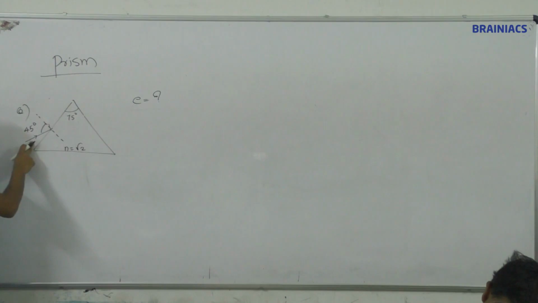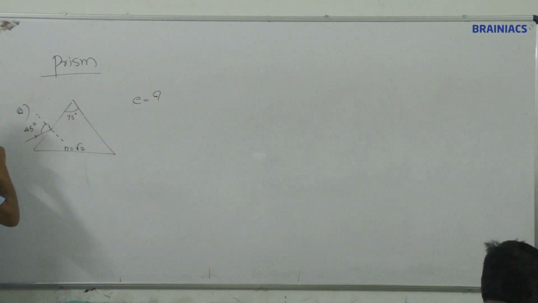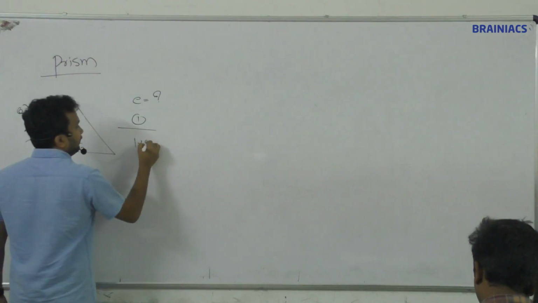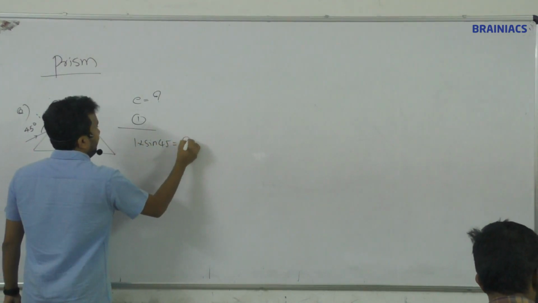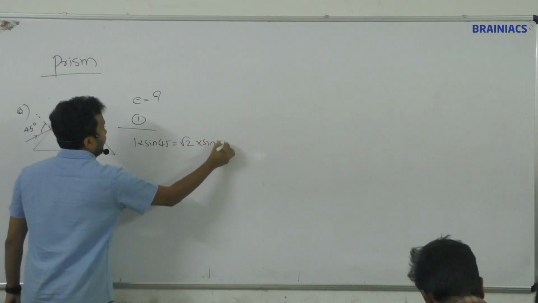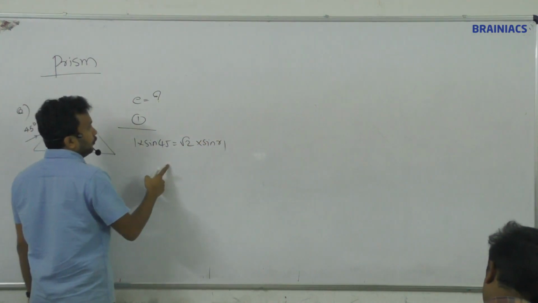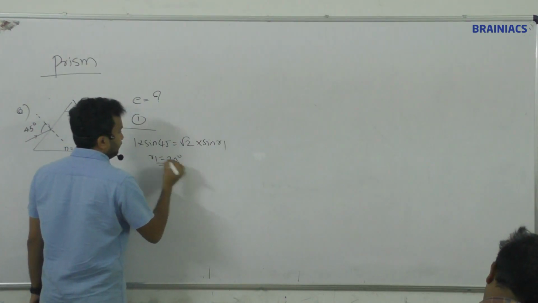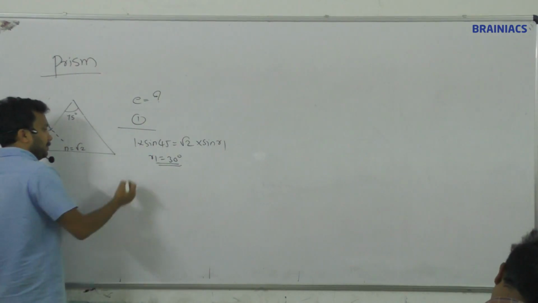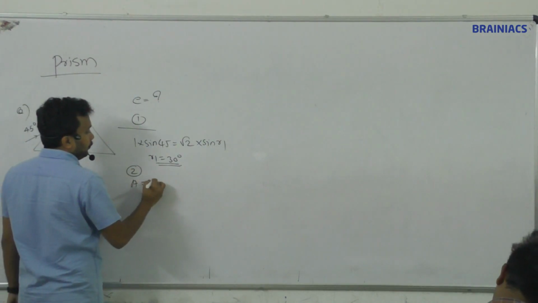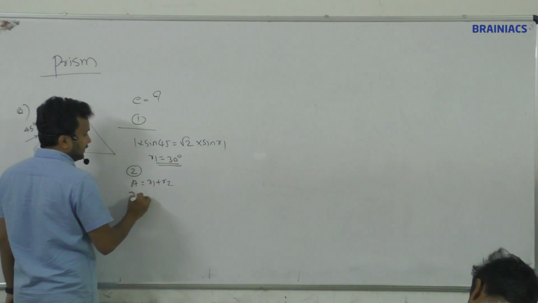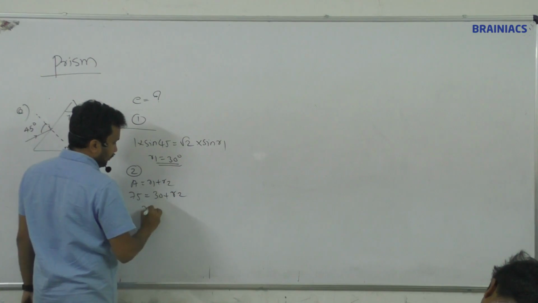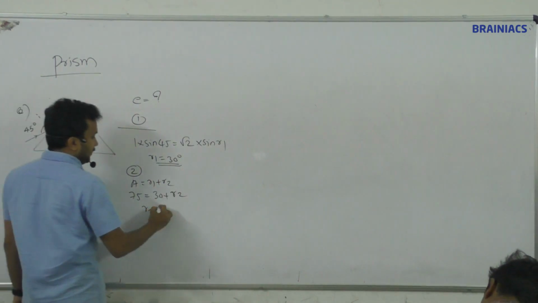Angle of incidence is 45 degrees. Angle of refraction has to be found out. Step number 1, applying Snell's law: 1 into sine 45 equals n into sine of r1. Sine 45 is 1 by root 2, so 1 by 2, r1 is 30 degrees. Step number 2, A equals R1 plus R2. A is 75, R1 is 30, so R2 equals 75 minus 30, 45.